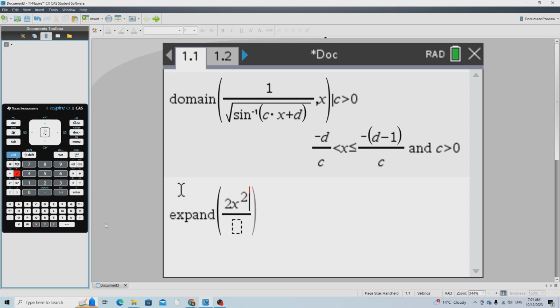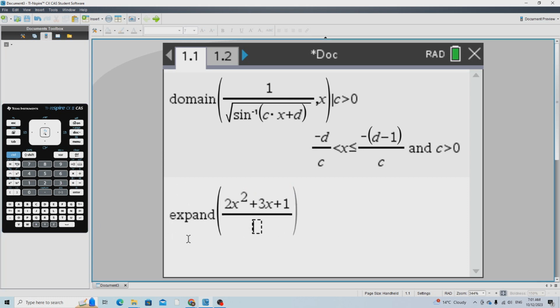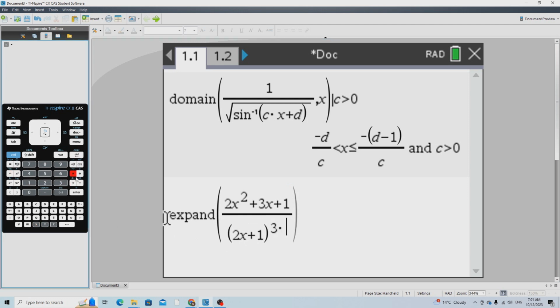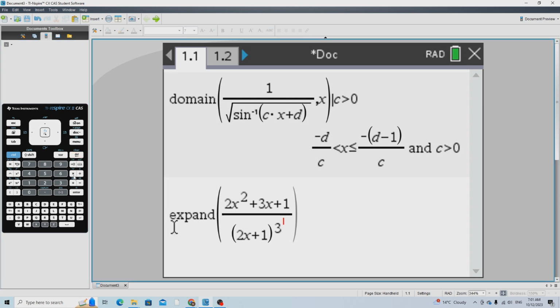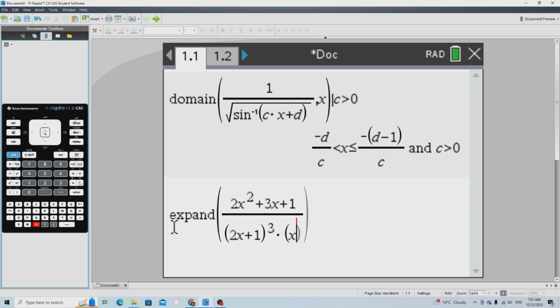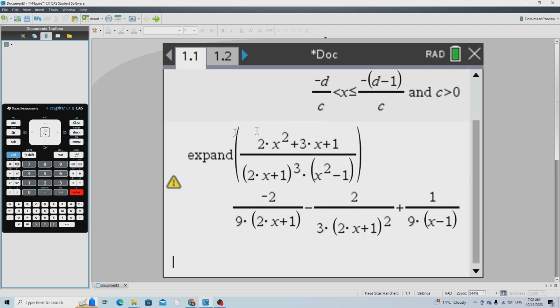2x squared plus 3x plus 1, over 2x plus 1 to the power of 3 times x squared minus 1. Enter. So what do we see? This is in terms of partial fractions. So you can see that there has to be an x minus 1, and it's just a basic constant. It doesn't have x's, so it's just perfect.